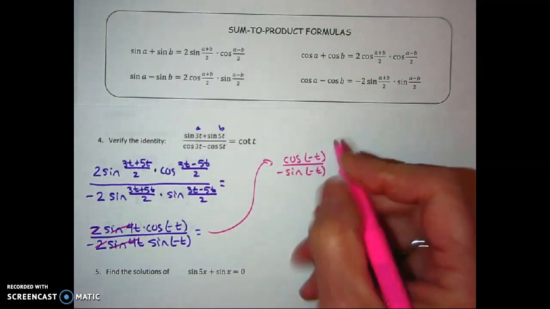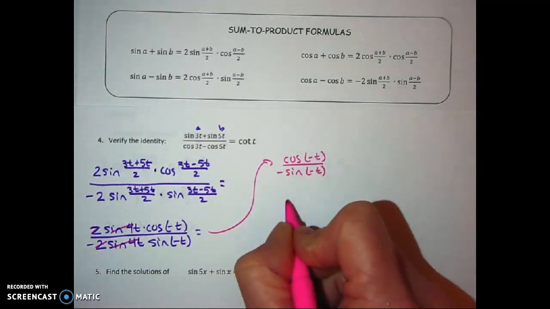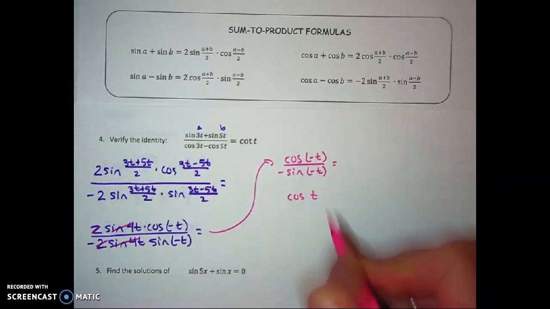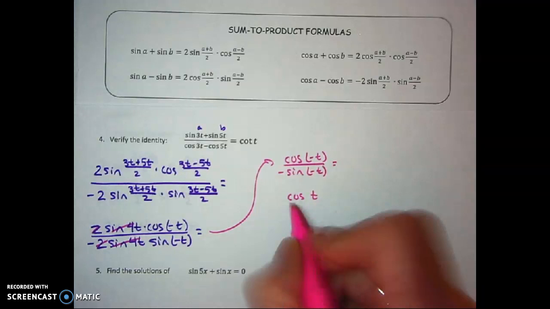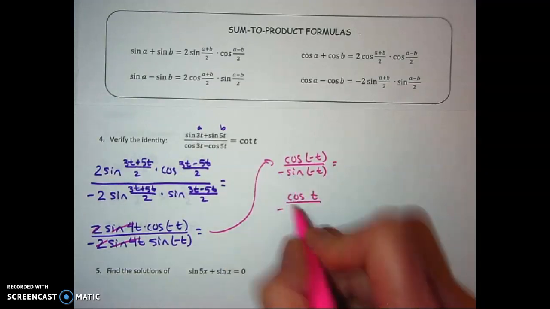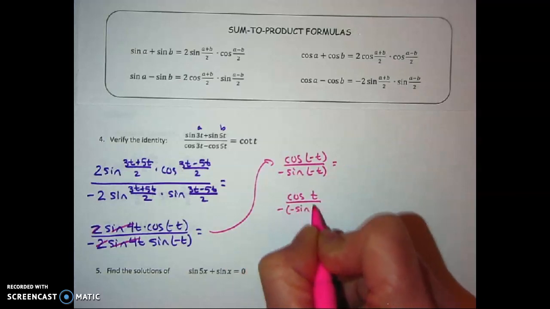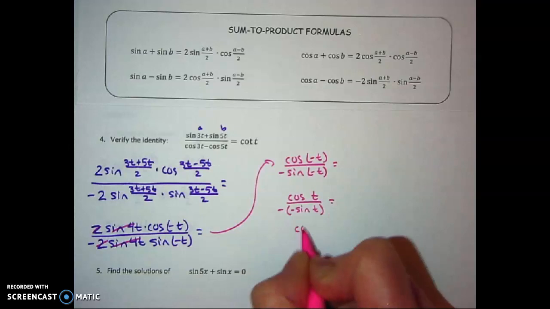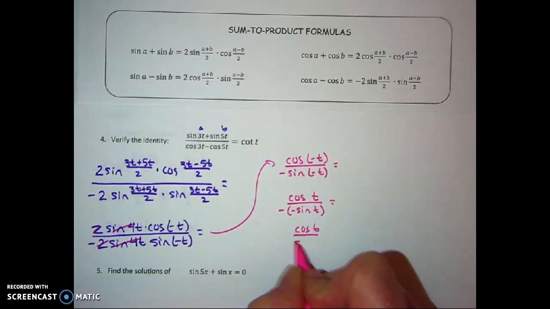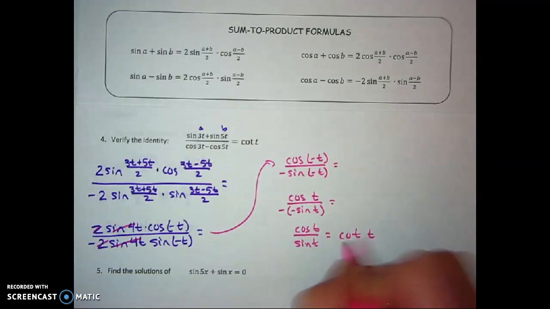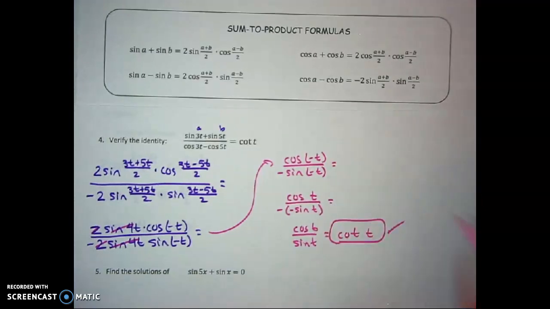I'm hoping you remember that the cosine of negative t is actually the cosine of t. We talked about that early on in the course. And the sine of negative t is negative sine of t. My double negatives here, of course, become a positive, so I have cosine of t over sine of t, which, as we needed to attain, is my cotangent of t.